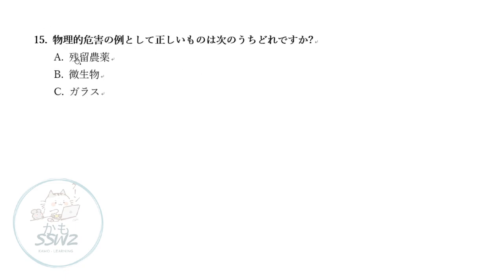Number 15. Which of the following is a physical hazard? As I said before, residual pesticide is a chemical. But in this question, they are asking about physical hazards. Bacteria and microorganisms are biological hazards. So the right answer is glass. That is a physical hazard. It is C answer.